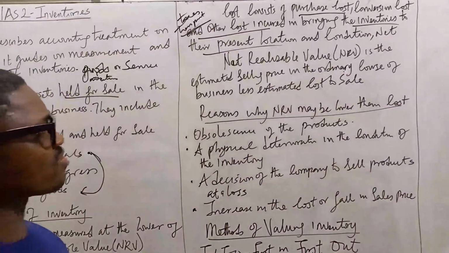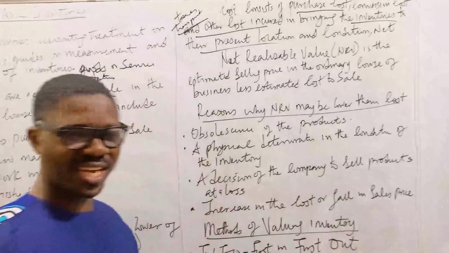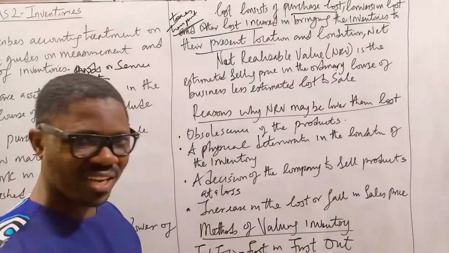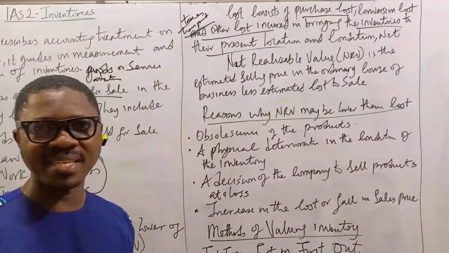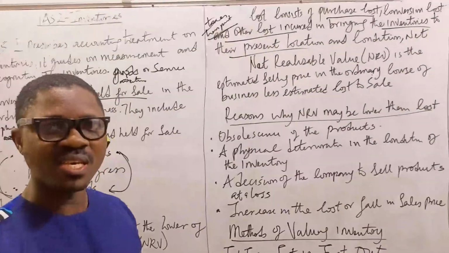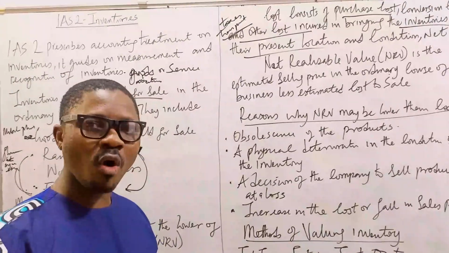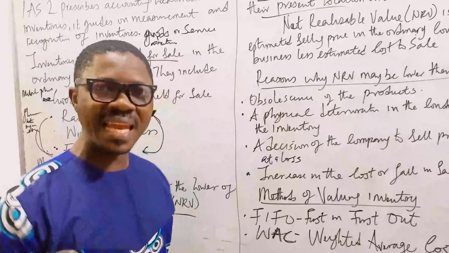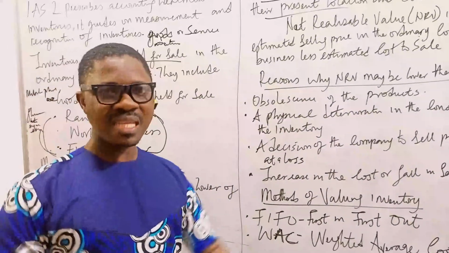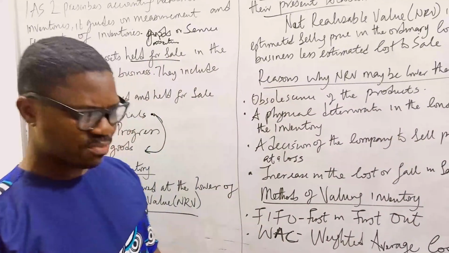Now we go to the net realizable value. What is net realizable value? From that word, net realizable, that simply means that this is the selling price of the inventory less the cost to sell. Selling price of the inventory less cost to sell. Now let me take time to explain this further.